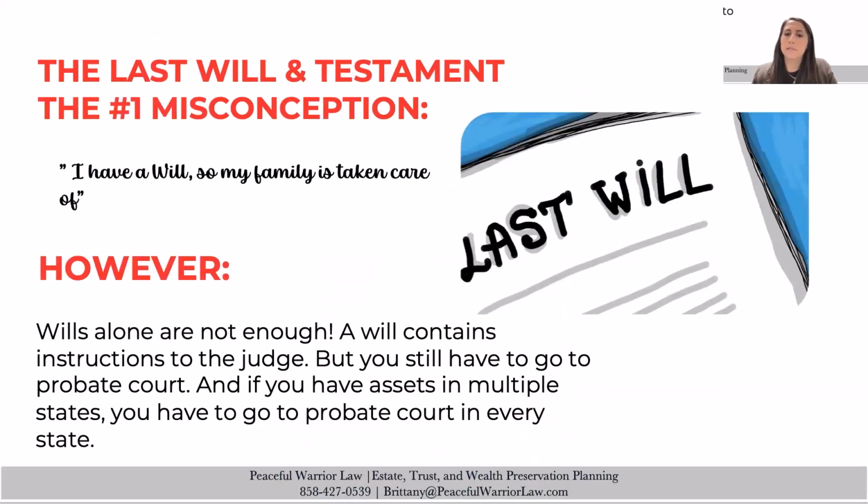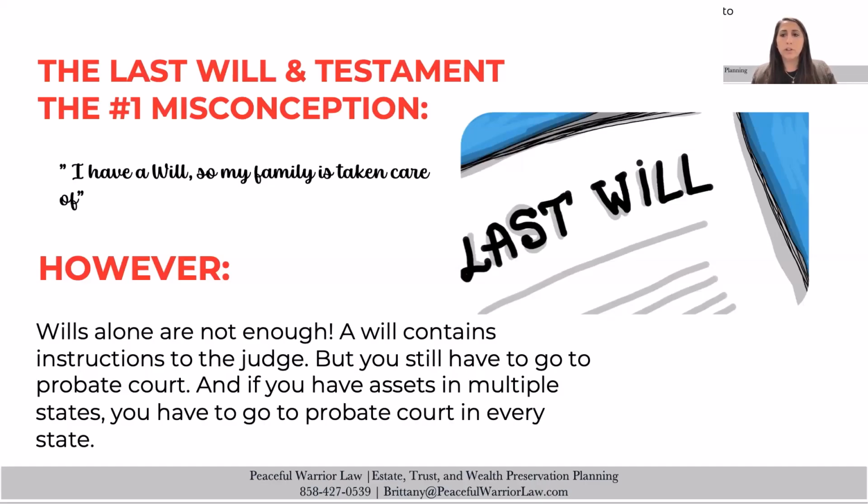So the number one misconception that I hear is, "Well, I have a will, so my family is taken care of." A will alone is not enough to keep your family out of probate court, because essentially a will is just a set of instructions for the judge that tells the judge how you want your assets to be distributed after your death, but it actually doesn't provide the legal mechanism to take the assets out of your name and transfer them into somebody else's name.